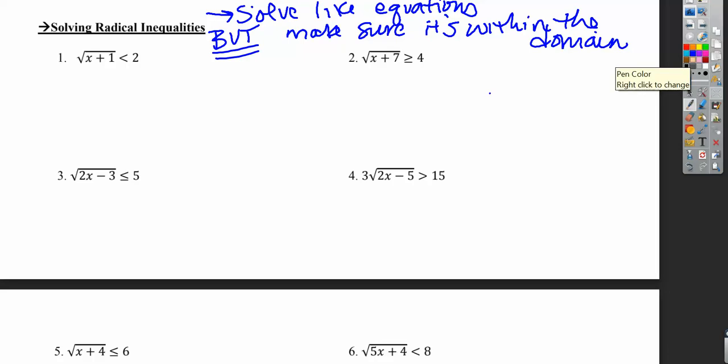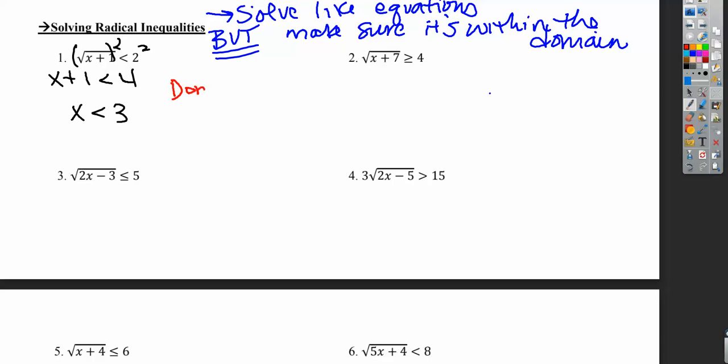So if I take number 1, I'm going to solve just like before. If I wanted to get x by itself, I'd square both sides. So I have x plus 1 is less than 4, so x is less than 3. But now I also have to find the domain. The domain is what's underneath the square root has to be greater than or equal to 0. So x plus 1 is greater than or equal to 0, so x has to be greater than or equal to -1.